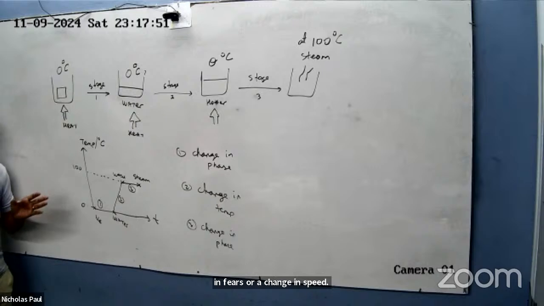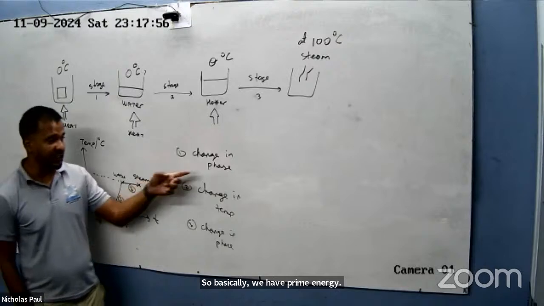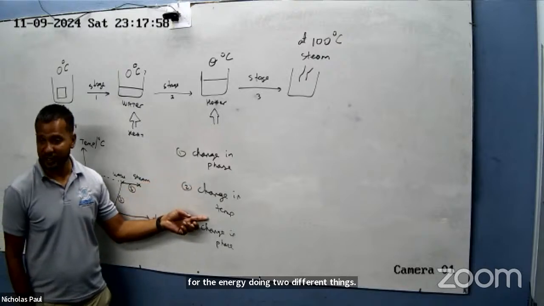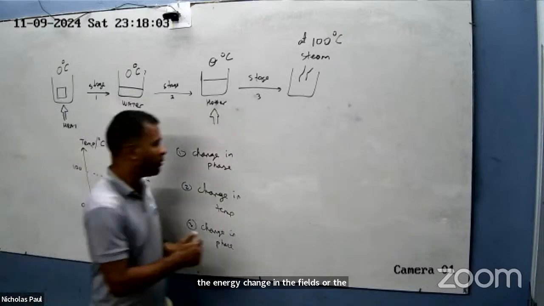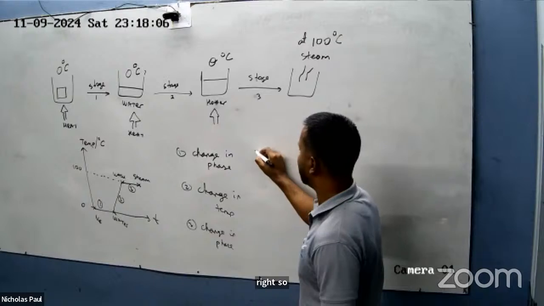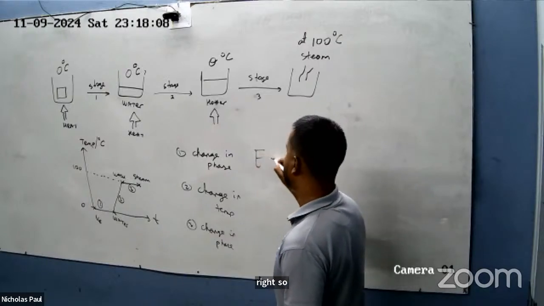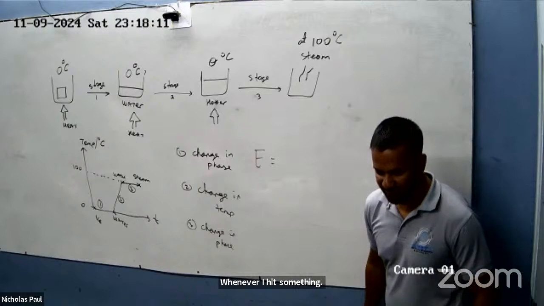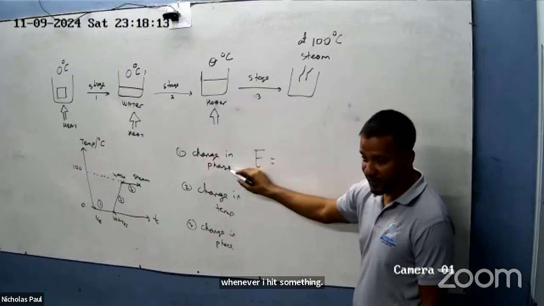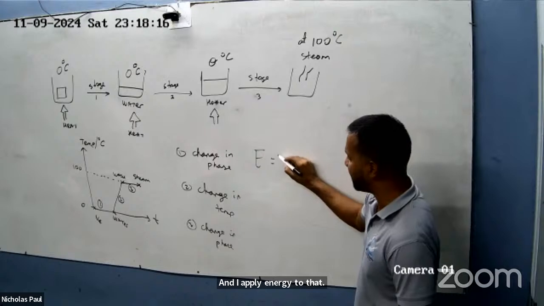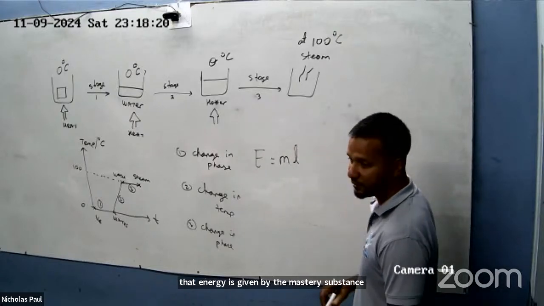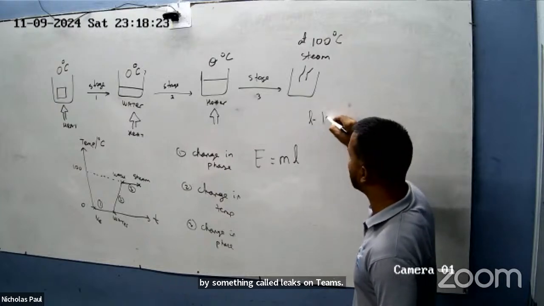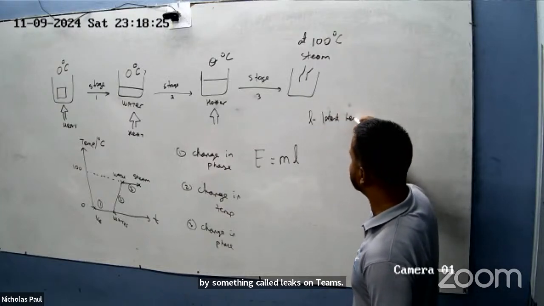So basically, we are applying energy, but the energy is doing 2 different things. The energy changes the phase or the energy changes the temperature. Are you okay with that? Right? So whenever I heat something and apply energy to it, and it changes phase, that energy is given by the mass of the substance times something called latent heat. Right? L is what we call latent heat.